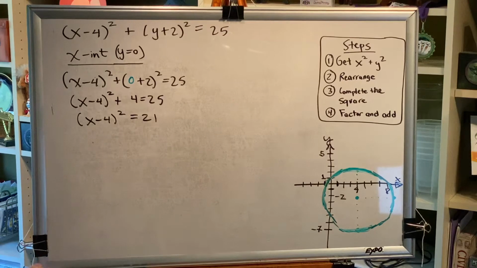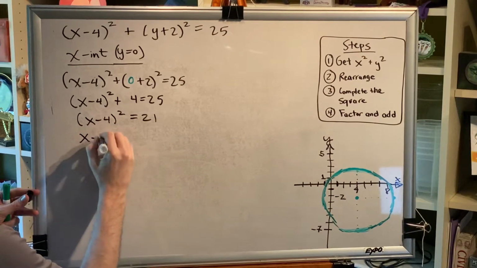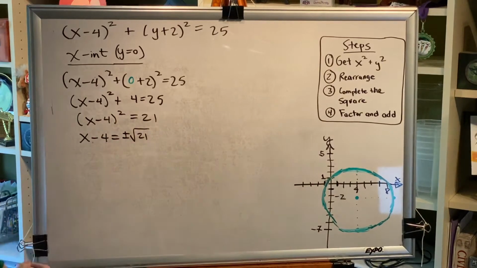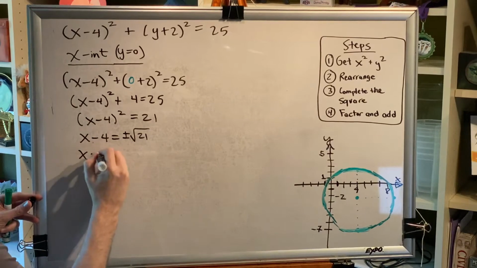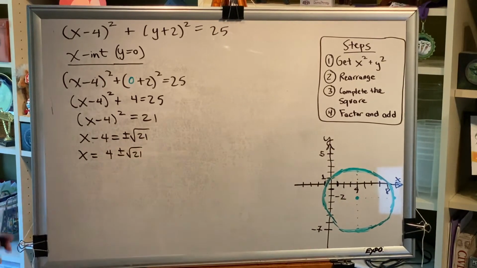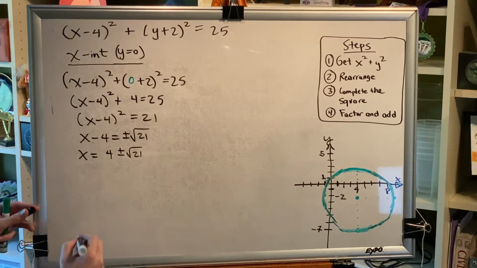Now we're going to use the square root property from intermediate algebra. Drop the square in the parentheses. On the right, put plus or minus square root. Now add 4 to both sides, and we get x equals positive 4 plus or minus the square root of 21. Notice that this means there are two x-intercepts, one for the plus and one for the minus.